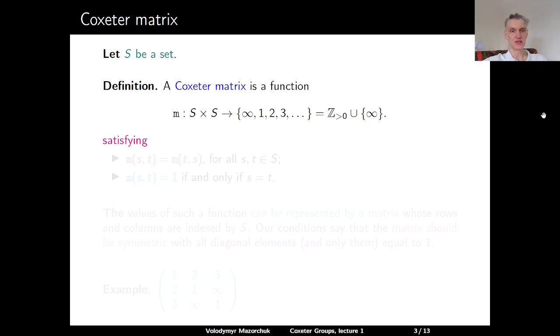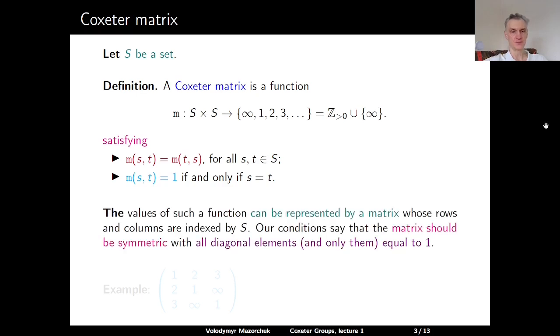And such a function should satisfy the following two conditions. First of all, it should be symmetric. That is, the value m at s, t should be equal to the value of m at t, s for all s and t in our set S. And the value of m at the point s, t is equal to 1 if and only if s is equal to t. So the diagonal values are 1, and these are the only values which are equal to 1.